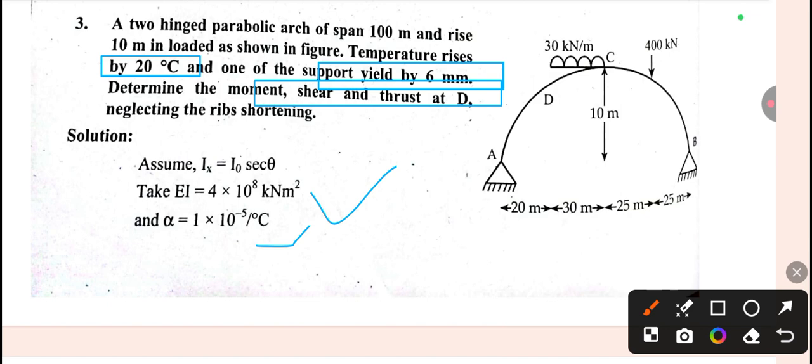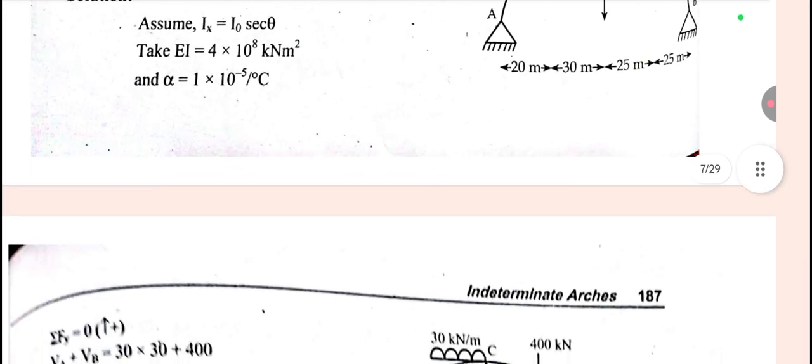If these things are given in the question, then we can directly use the given value in the question. But if it is not provided in the question, then we have to assume. Okay, EI equal to 4 into 10 to the power 8 kilonewton meter square, alpha equals to 10 to the power minus 5 per degree Celsius. Okay, now next part.